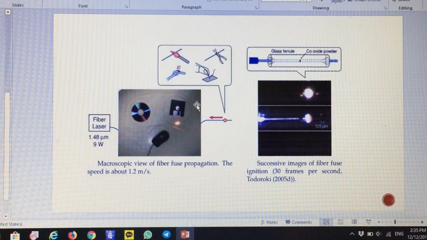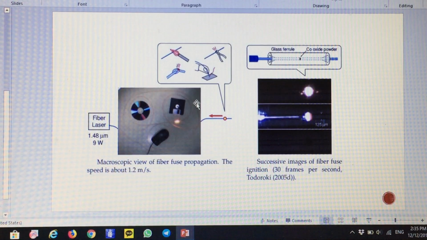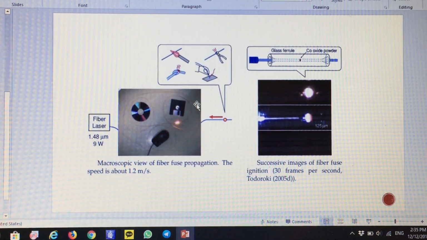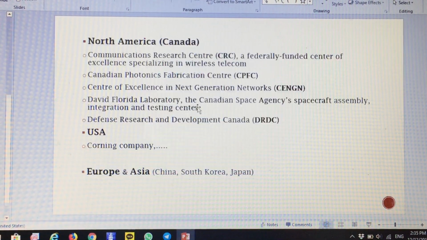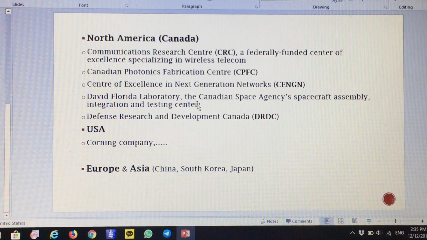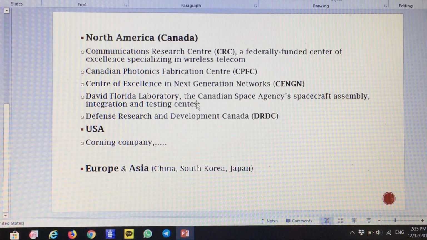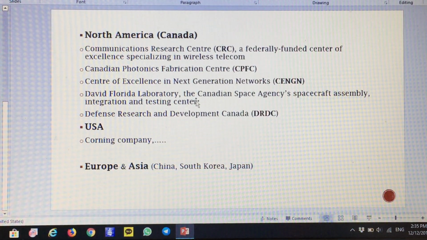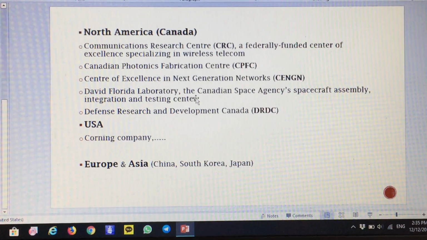And the last one is signal loss due to bends over line distance, so we should avoid bends to decrease the signal loss. For the last question, who are the leaders in developing future optical communication? I only focus on North America and USA.